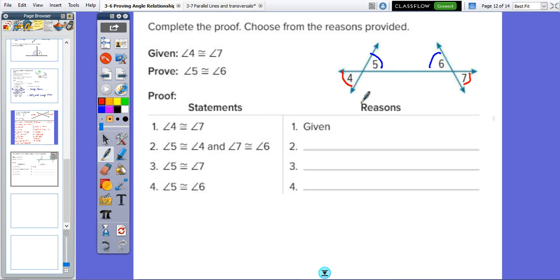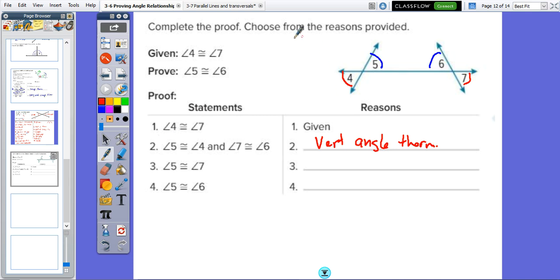Now, why are 5 and 4 congruent, and 7 and 6? What lets us say that information? Well, again, our vertical angle theorem. Or if you also say definition of vertical angles, I'll take that as well, because you get the idea. Because they're vertical angles, we can say that they are congruent for sure.